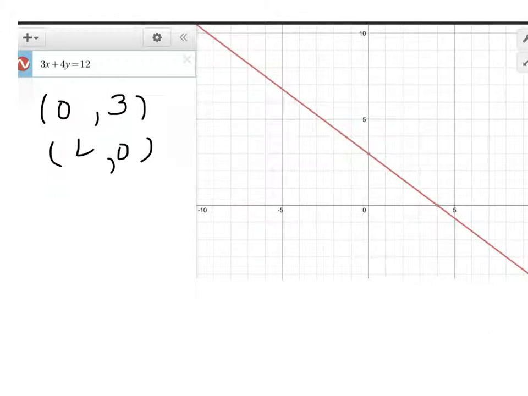In this case, 4. Now I'm cheating. I am using graphing technology to graph, but here's your point 4, 0, and here's your point 0, 3. This is the fast and quick way to get an equation into a graph.